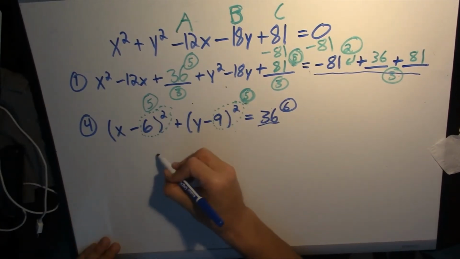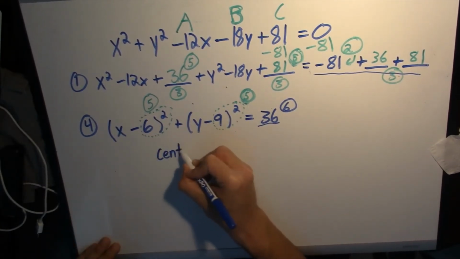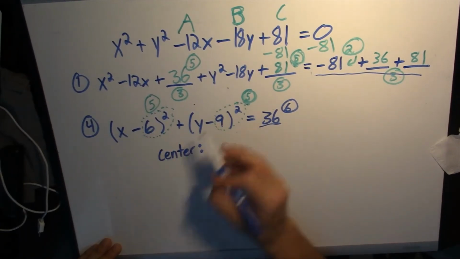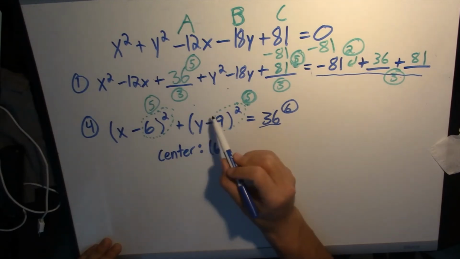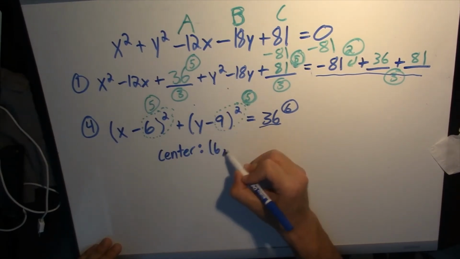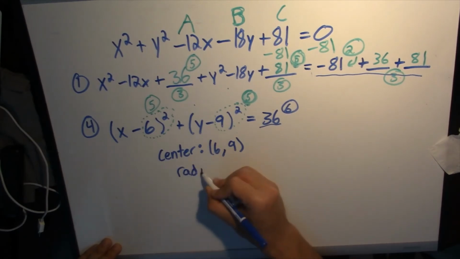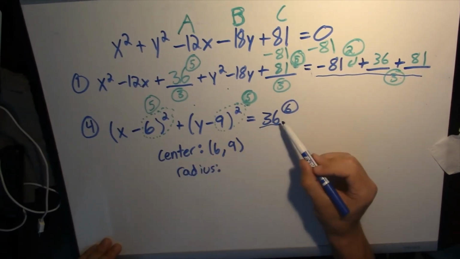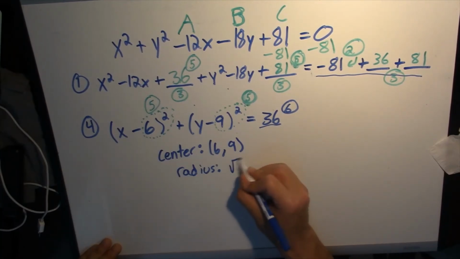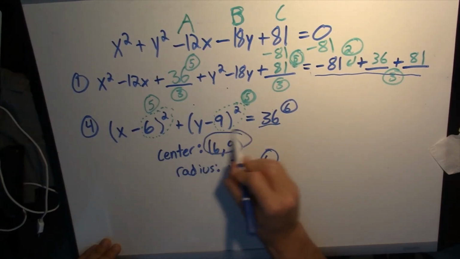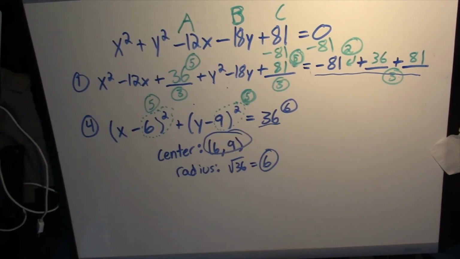Now we can say what the center of the circle is. The center is h comma k. Well, we have a negative 6, so it's going to be a positive 6. We have a minus 9, so it's going to be a positive 9. And the radius is going to be the square root of this number here, which is 36. So the square root of 36 is equal to 6. So now we have a good idea of what this circle looks like.